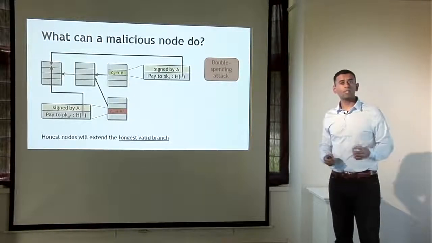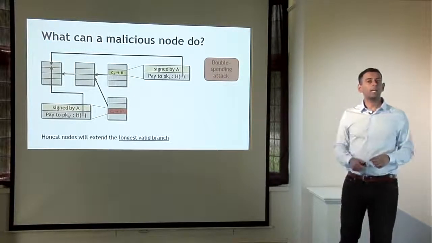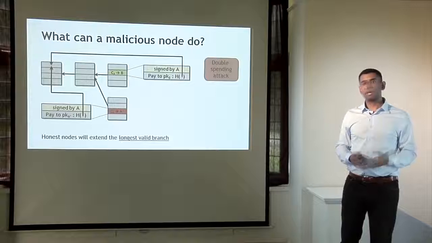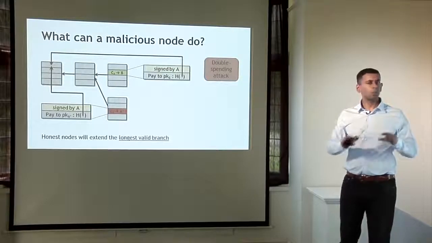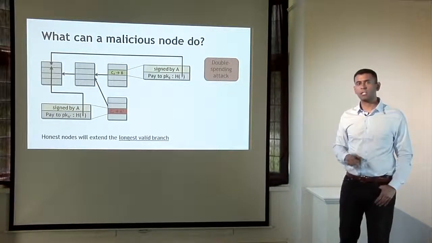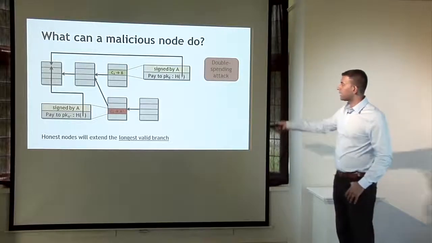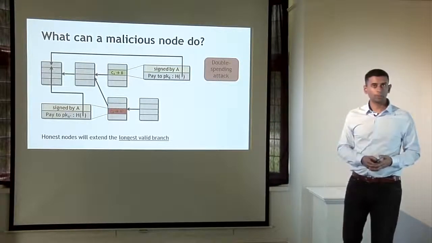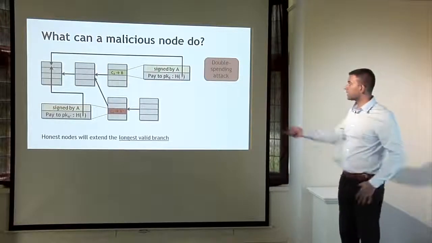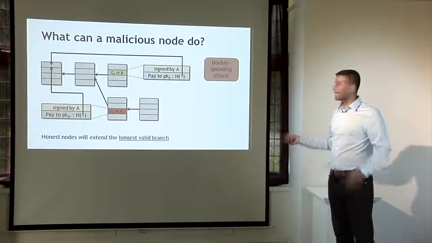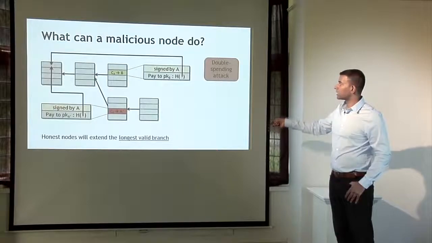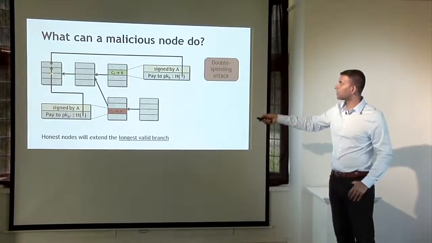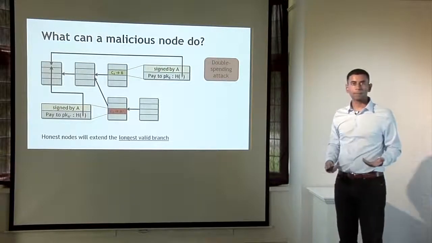Or it could be that even if it's an honest node, Alice could try to bribe that node or try to subvert the process in a variety of ways. So for whatever reason, without going too much into the details, let's say that the next node extends the block with the red transaction instead of the green one. What this means is that at this point, the next honest node is much more likely to extend this block instead of this one, because now this has become the longest valid chain.